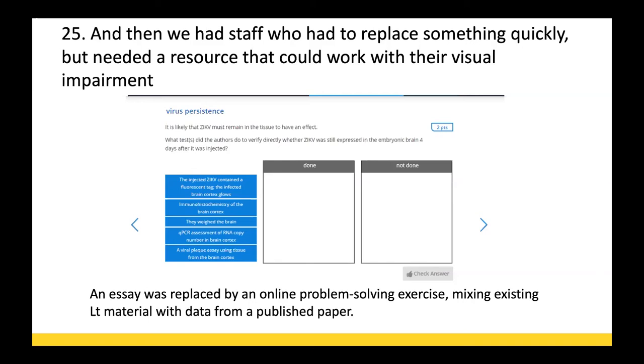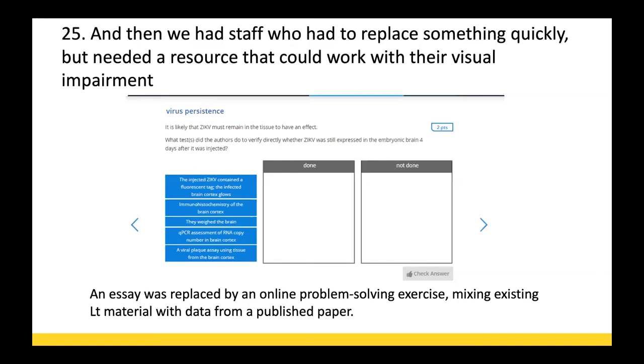People who've had visual impairment or learning disabilities, they actually find that LT is easier for them to read and access and operate with than standard paper-based or computer-based assessments. So that's been something, again, that has come out through the student feedback.